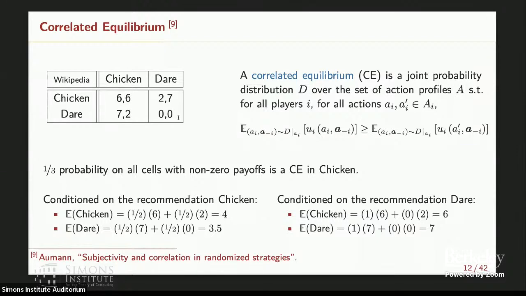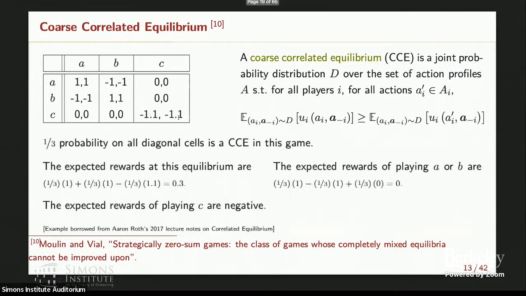Okay, so that's the way I think about correlated equilibrium, and that corresponds very nicely actually to the way I think about internal regret. This is for normal form games. Okay, so that's correlated. Here is coarse correlated. So coarse correlated, no recommendation. There's just the distribution. So here's kind of a funky example because it puts some weight on this negative cell, which you don't really want. So sort of demonstrating that maybe coarse is not the greatest solution concept out there.